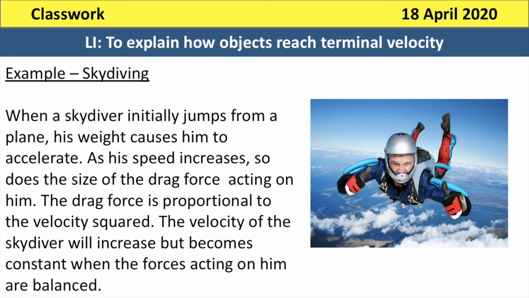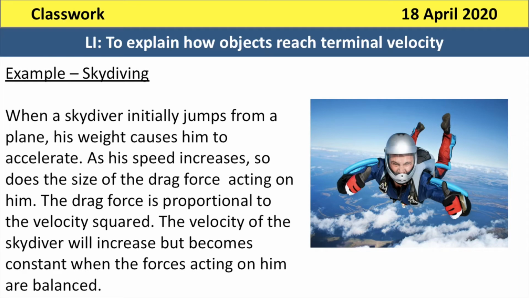Now we're going to look back at an example that we will have done before in GCSE physics, which is a skydiver who has just jumped out of an aeroplane. When a skydiver initially jumps from a plane, his weight causes him to accelerate because initially there will be no drag force acting on the skydiver. The only force on him will be the weight which acts downwards.